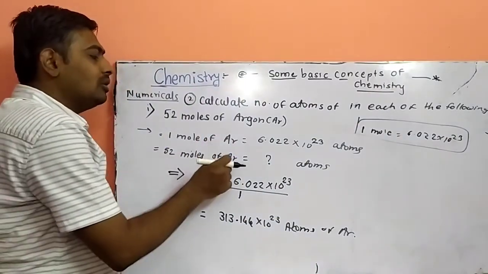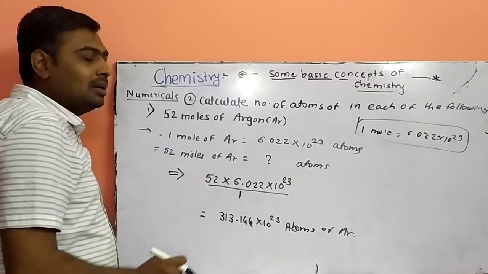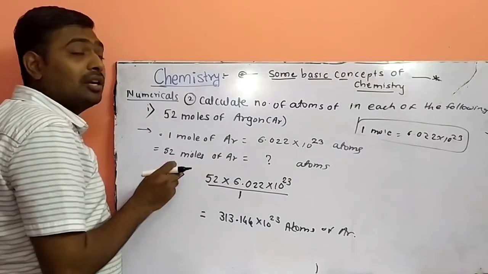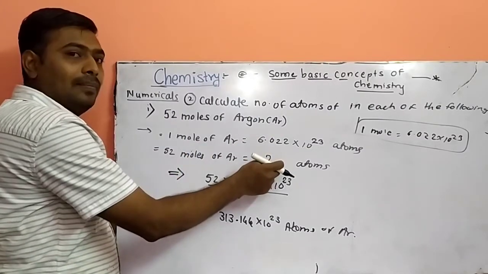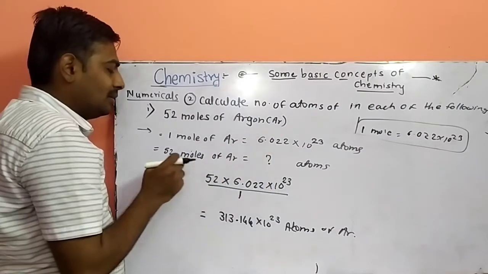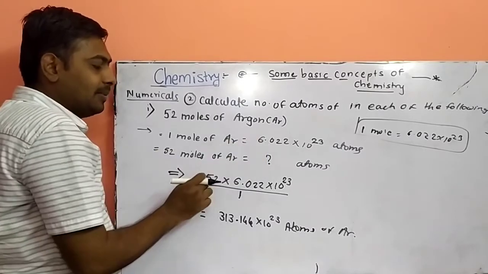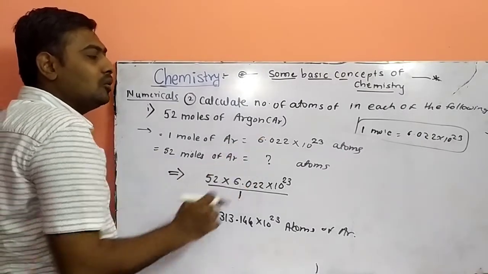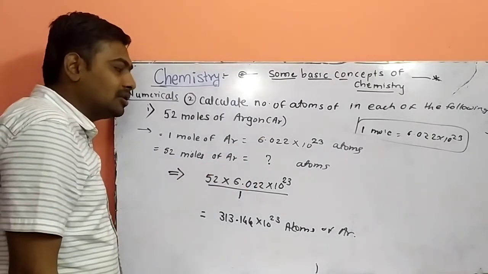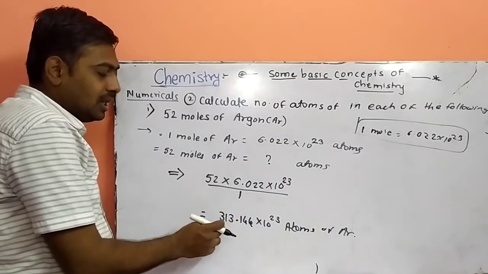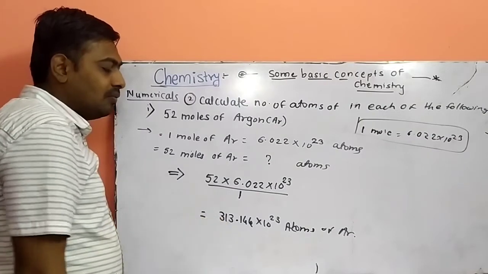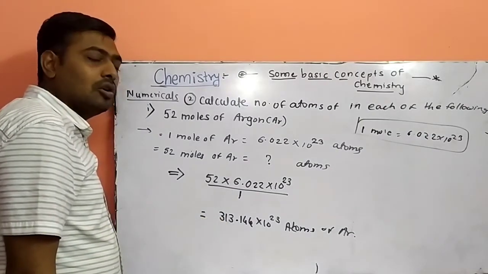So 52 moles of argon contains how many atoms? That we have to calculate. Just do cross multiplication: 52 multiplied by 6.022 into 10 raised to 23 atoms divided by 1. You will get the answer 313.144 into 10 raised to 23 atoms of argon.